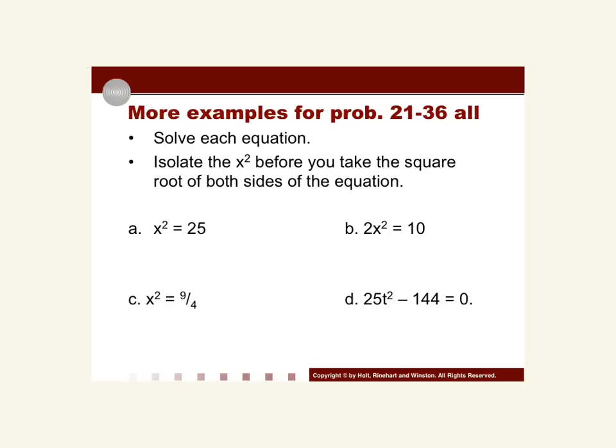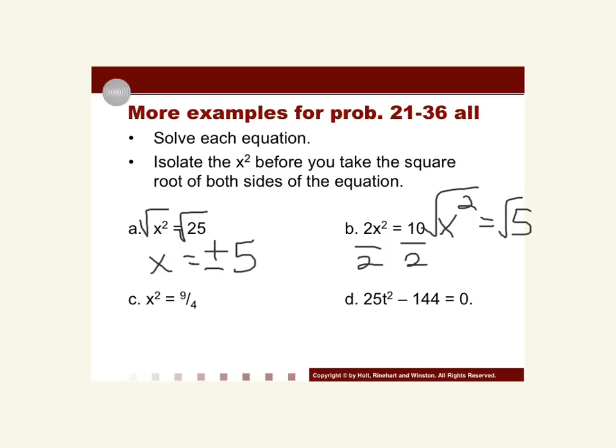A couple of examples here. First, if we just have x squared equals 25, the x squared is already isolated, so we just square root both sides. We get x equals, and now we must use the plus or minus, and the square root of 25 is the whole number 5. Here, we'd have to divide both sides by 2 first to isolate the x squared term. So we get x squared equals 5, square root each side, and we get x equals plus or minus the square root of 5. Again, we want to just leave our answer as plus or minus the square root of 5 until we have a need to change it into a decimal format.